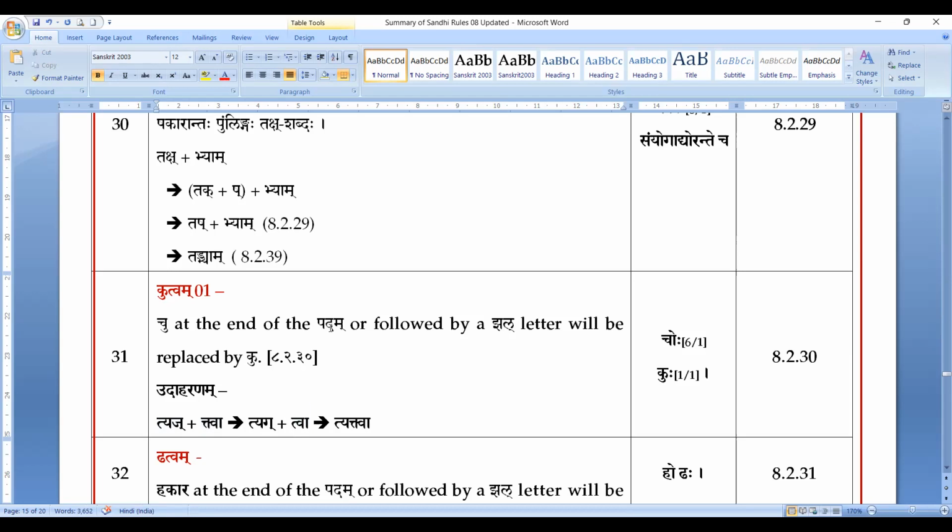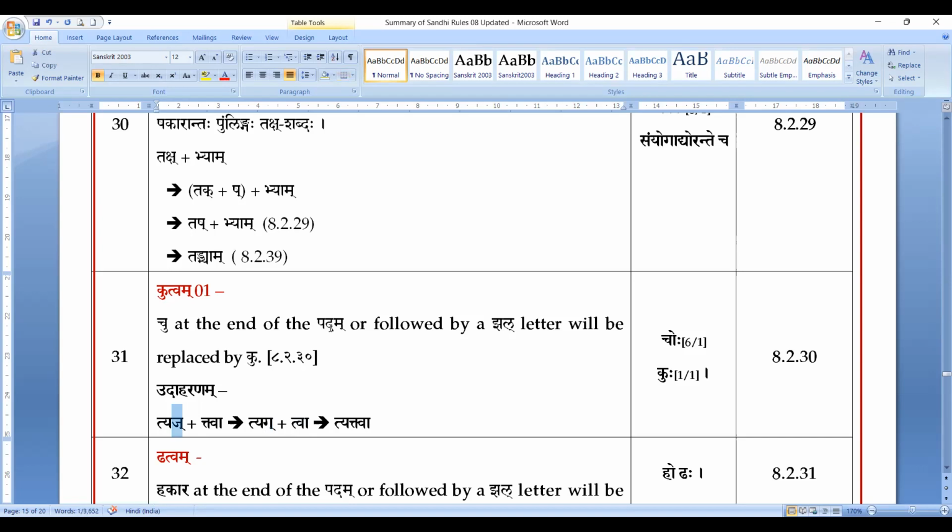Japa 4, 3, 4, 3, 2, 1, and all the sibilants. Sibilants. So Takara is Tavarga letter. Therefore, Kakara is a Jal letter. So the Chavarga Jakara letter will be replaced by the Kavarga.